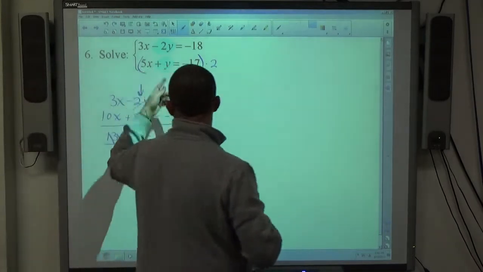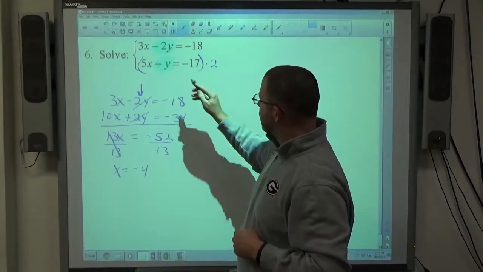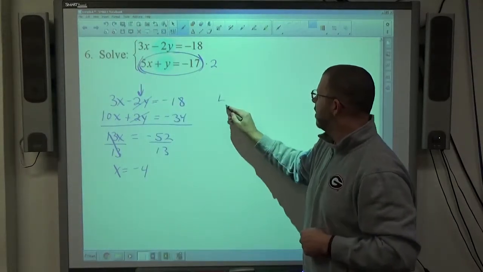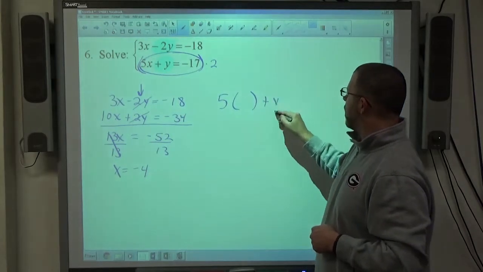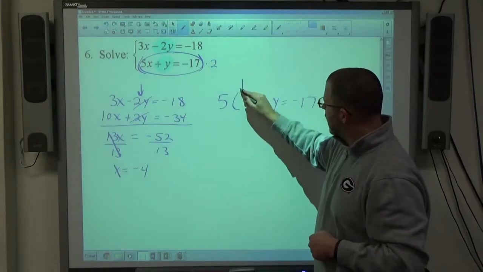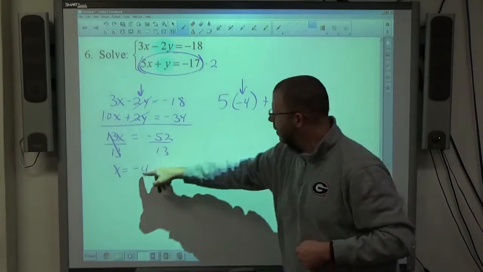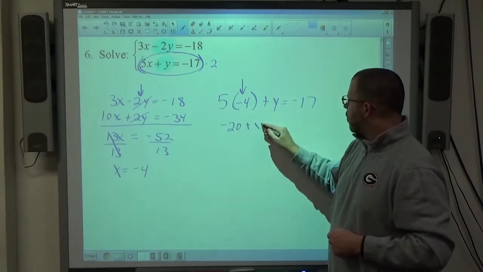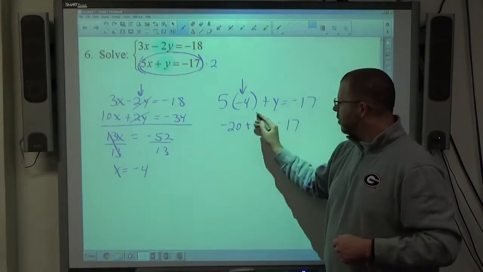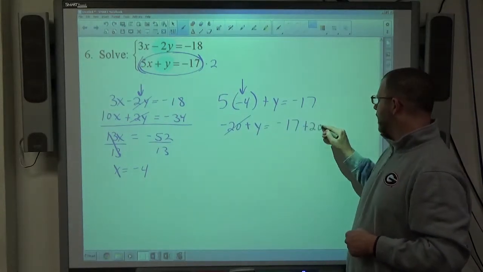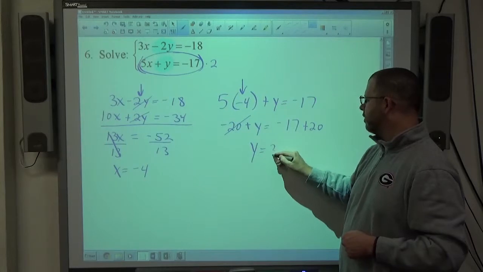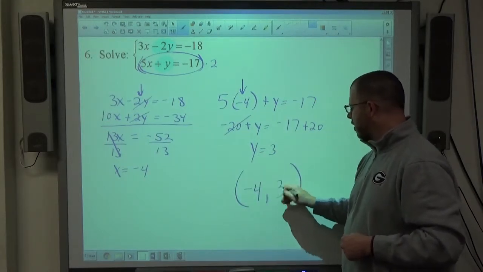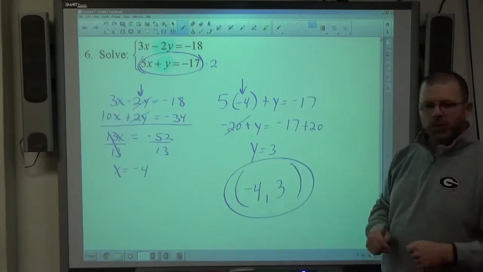Once I know what x equals, I go back to any equation I want to. I like this one right here. 5x plus y equals negative 17. Instead of x, I'm going to write negative 4 because that's what x equals. Negative 20 plus y equals negative 17. Move the 20 over, becomes plus 20. That gets me y is equal to positive 3. x is negative 4, y is positive 3. Always write your answer as an ordered pair.